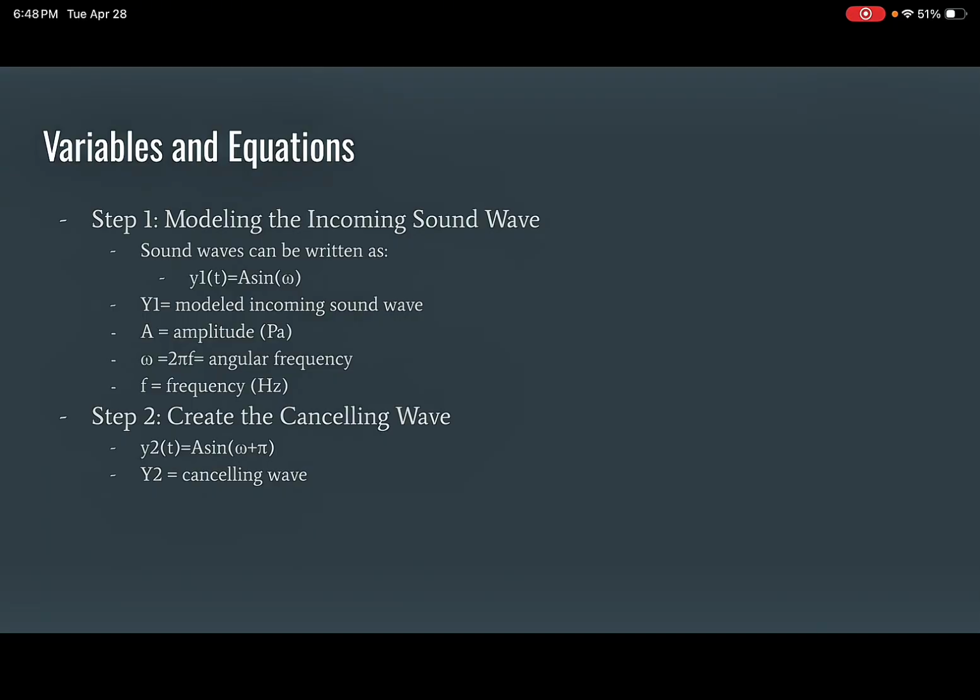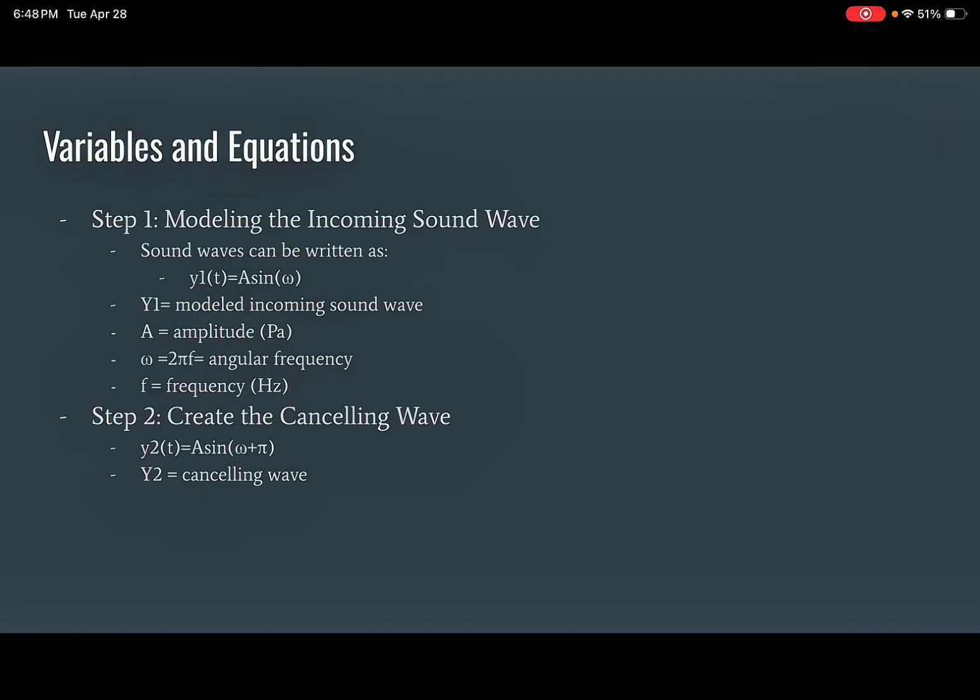Some variables and equations. So step 1 is modeling the incoming sound wave. Sound waves can be written as y1 equals A sine omega t. Y1 represents our modeled incoming sound wave. A is equal to the amplitude. Remember that we measure that in pascals. Omega is equivalent to 2 pi f, where f is our frequency. Remember, our frequency is measured in hertz, and omega will represent our angular frequency.